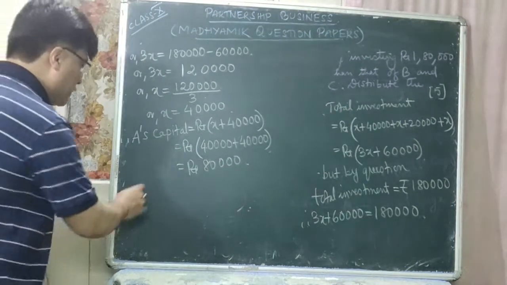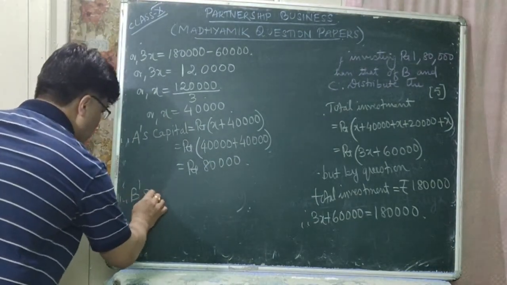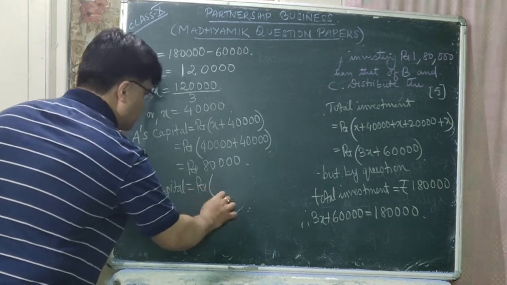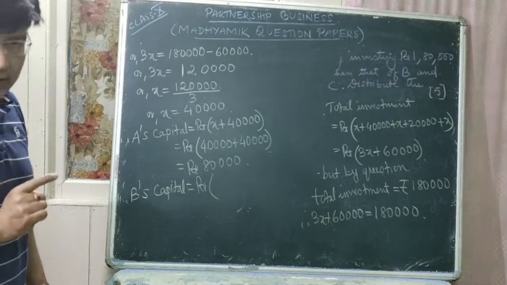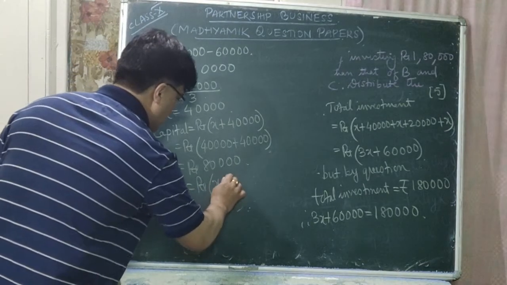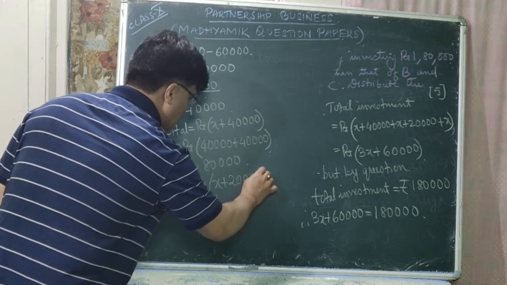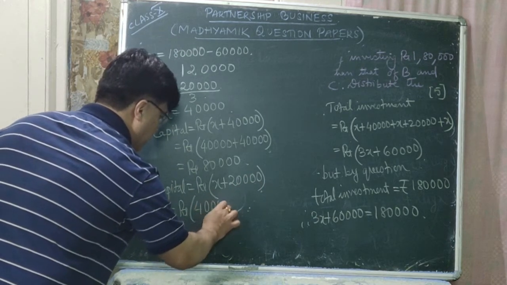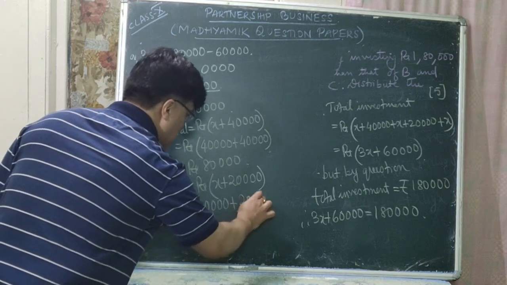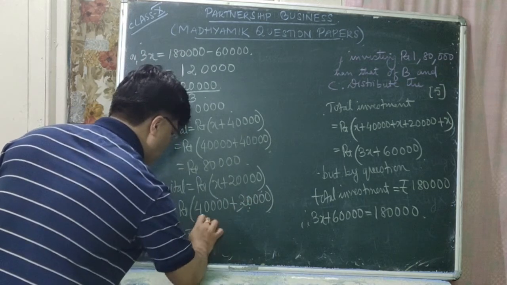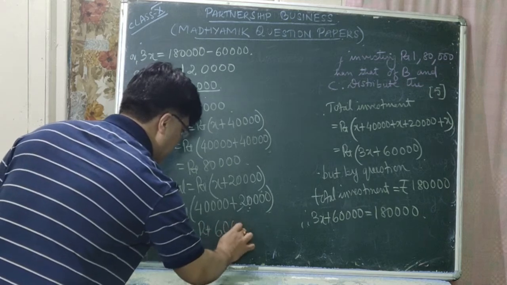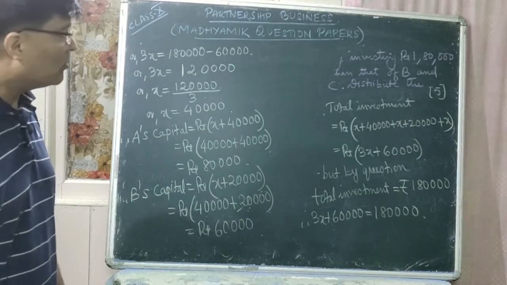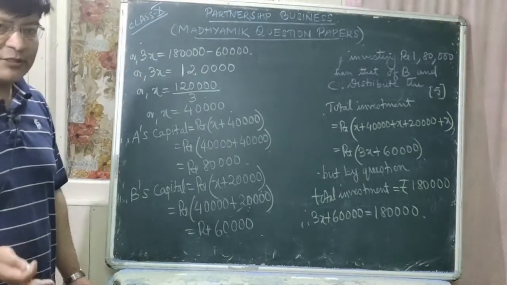So now let us find out B's capital. What was B's capital? It was x plus 20,000, right? The value for x is 40,000 plus 20,000, which is equal to rupees 60,000. Is that clear?